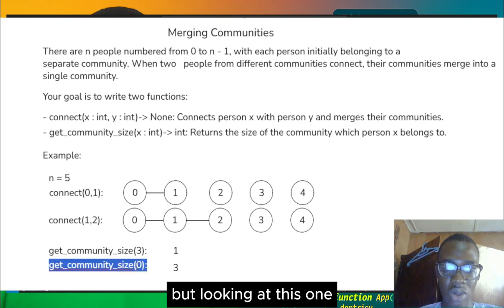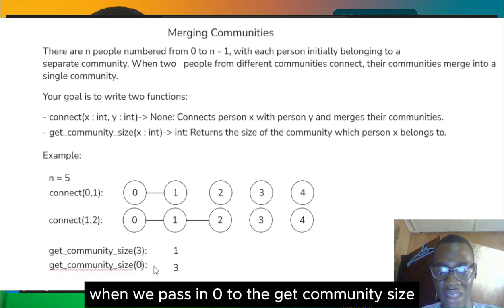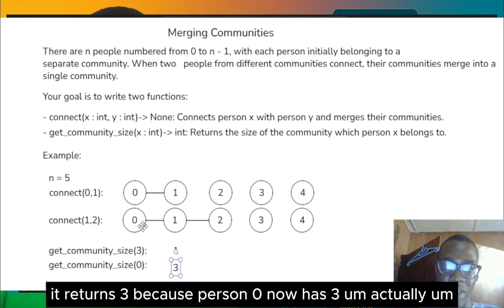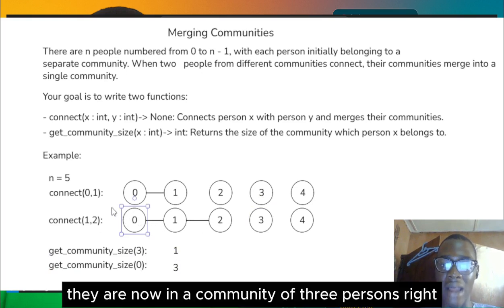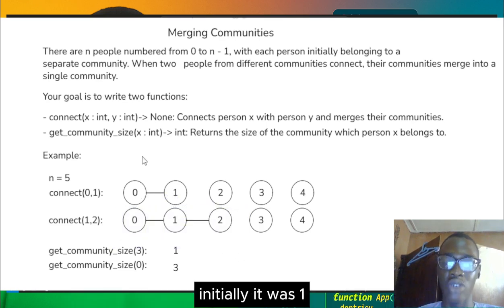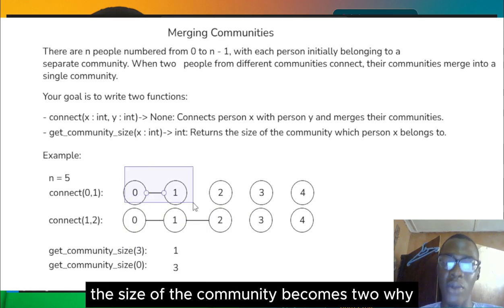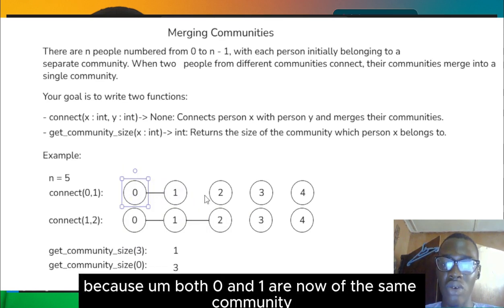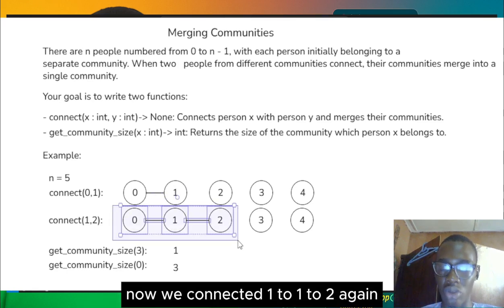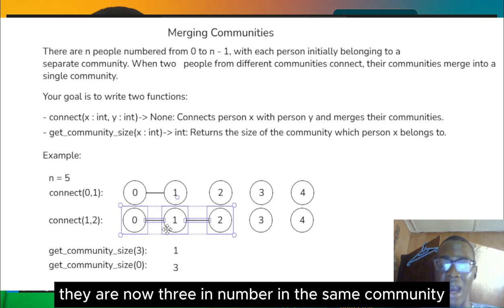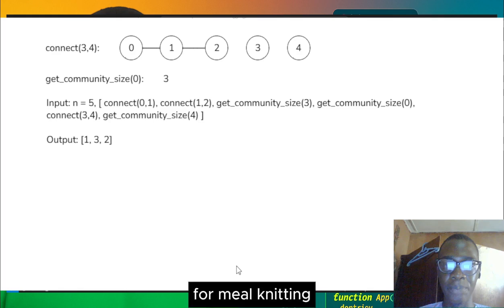But looking at this one, when we pass in 0 to get community size, it returns 3 because person 0 is now in a community of 3 persons, right? Initially it was 1, then when we connect 0 and 1 together, the size of the community becomes 2. Why? Because both 0 and 1 are now of the same community. Now we connected 1 to 2, and now they are 3 in number in the same community.